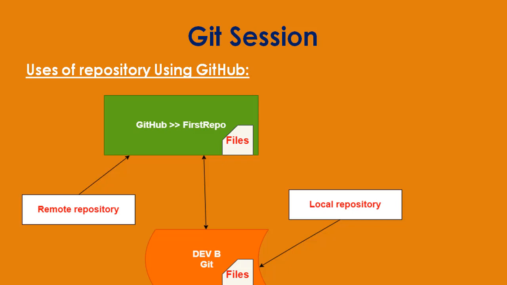Git is nothing but a version controlling system. After that I'll take these files from this remote repository to my local system. The remote repository is nothing but the GitHub account repository, and my local system is nothing but the local Git. Here you can see the repository name is first repo, and the files I have created, and this one is the remote repository, and dev B is the developer who is connected to this repository, and here the local Git is there, and the files he has created, and this is the local repository.